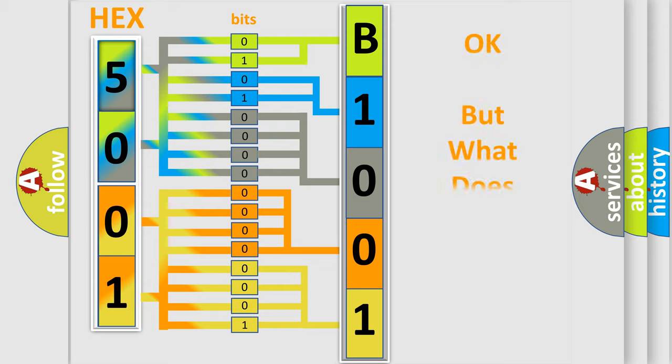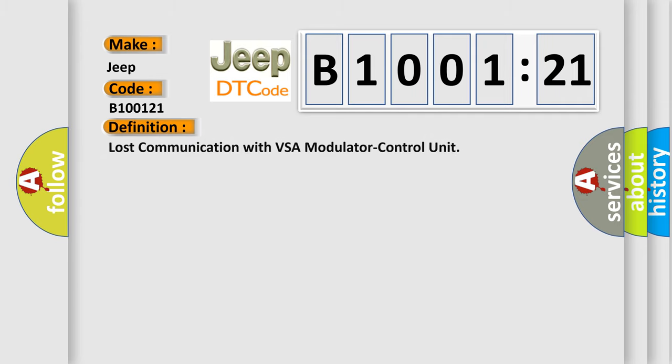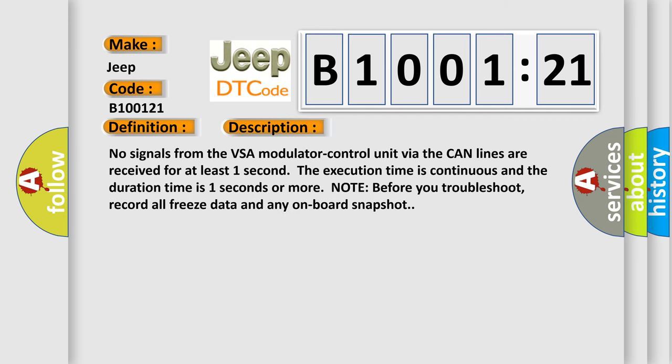The number itself does not make sense to us if we cannot assign information to what it actually expresses. So, what does the Diagnostic Trouble Code B1001-21 interpret specifically for Jeep car manufacturers? The basic definition is lost communication with VSA modulator control unit. And now this is a short description of this DTC code. No signals from the VSA modulator control unit via the CAN lines are received for at least 1 second. The execution time is continuous and the duration time is 1 second or more.